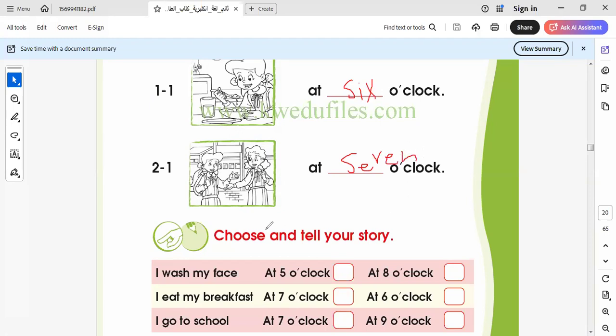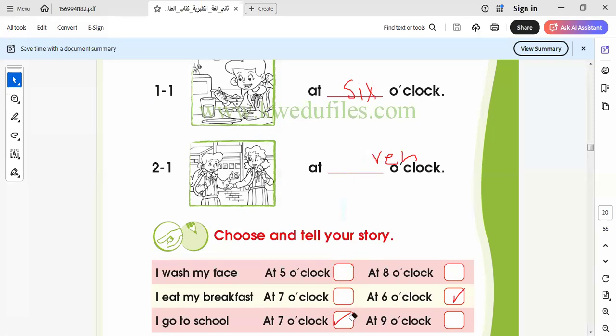Okay, choose and tell your story. I wash my face at what? Here is a note, at 5 o'clock. Take breakfast at what? At 6. I go to school at 7, as we know during the lesson.